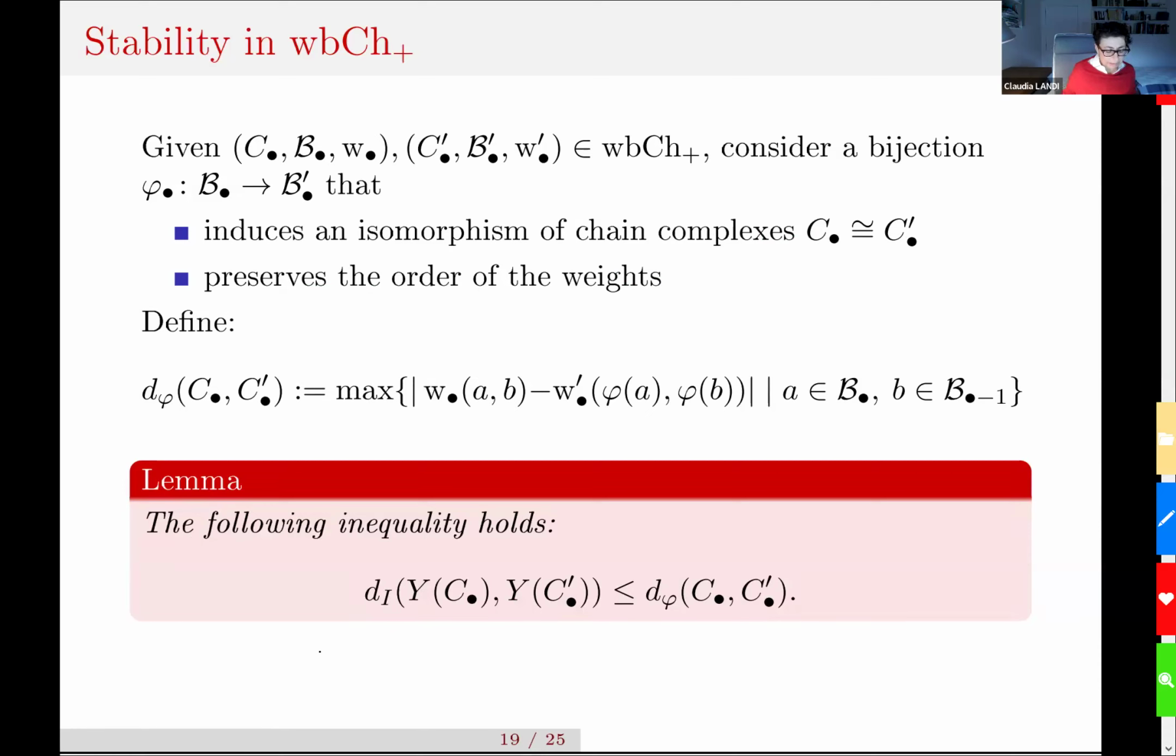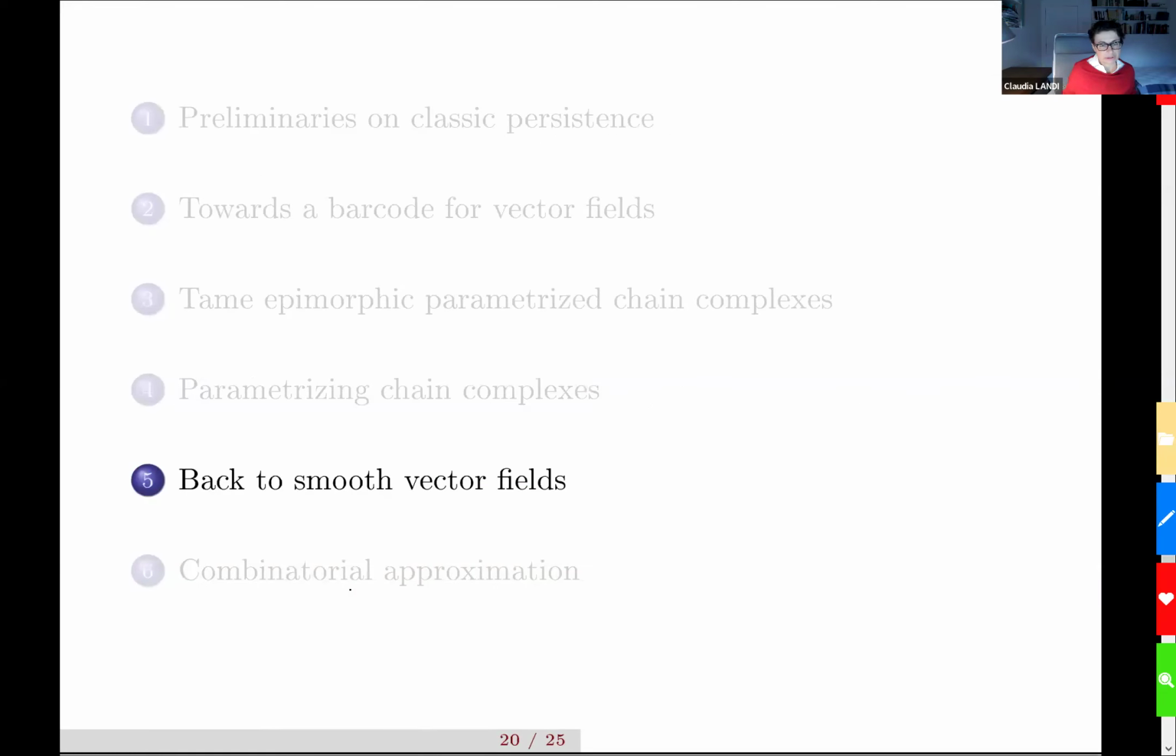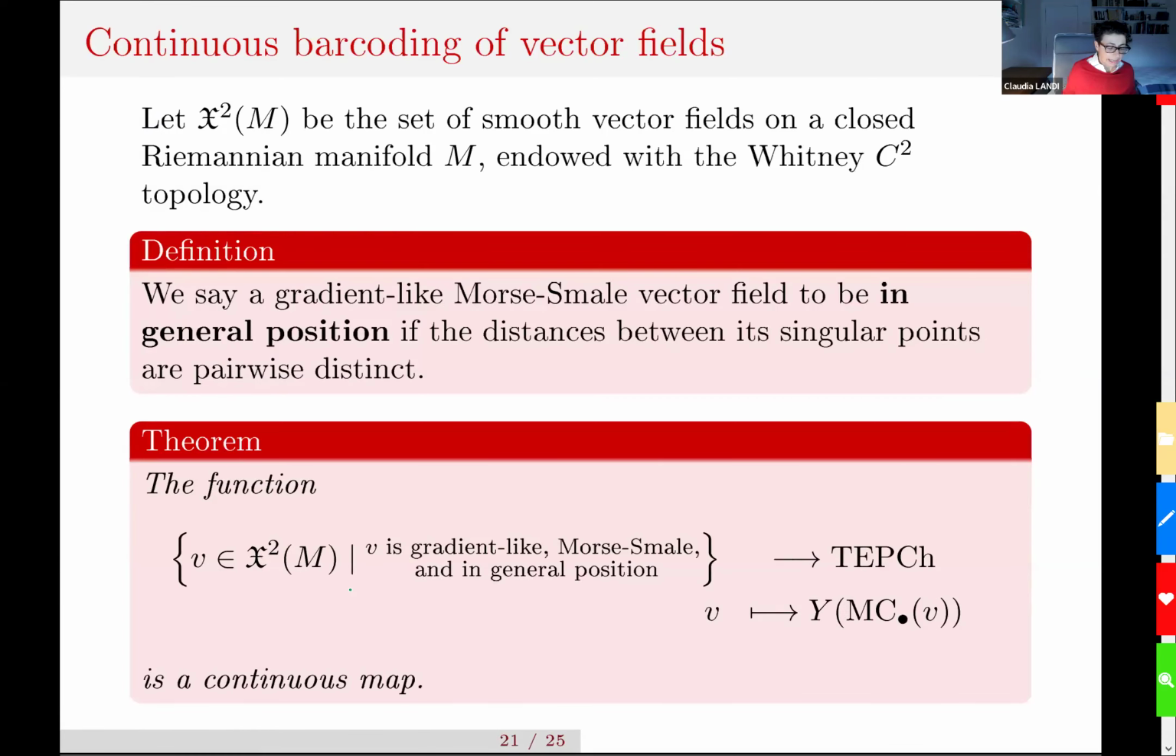And stability. What about stability? Whenever we can find a bijection between two bases that induces an isomorphism of chain complexes and preserves the order of the weights, then we can define in a natural way a distance, such that the interleaving distance of the constructed tame epimorphic parametrized chain complexes is smaller or equal than the distance between the two chain complexes. And this is what we want to use for vector fields, because now we want to start from a vector field.